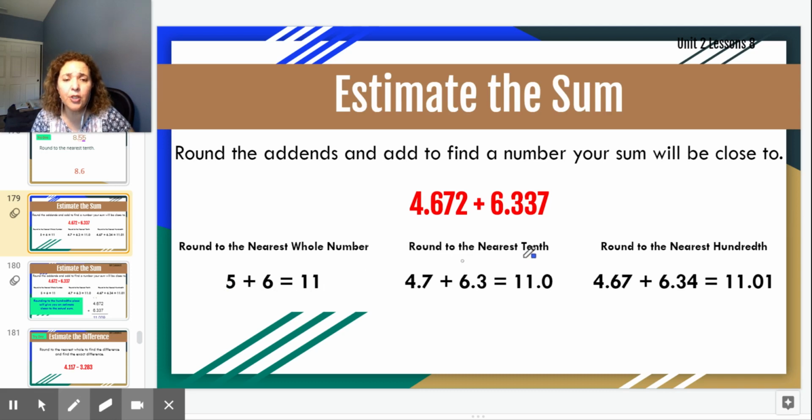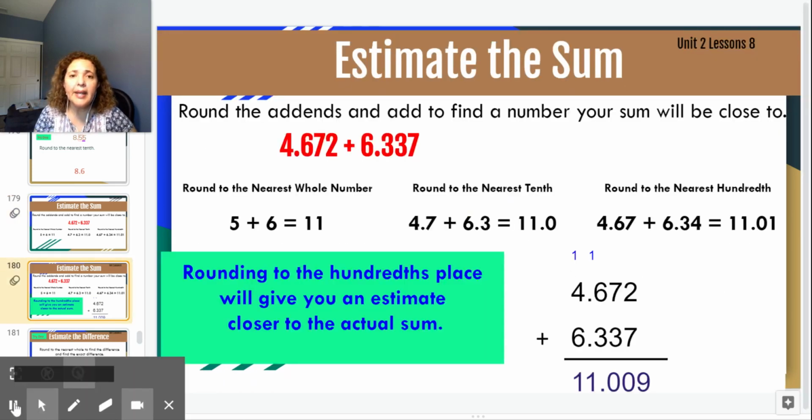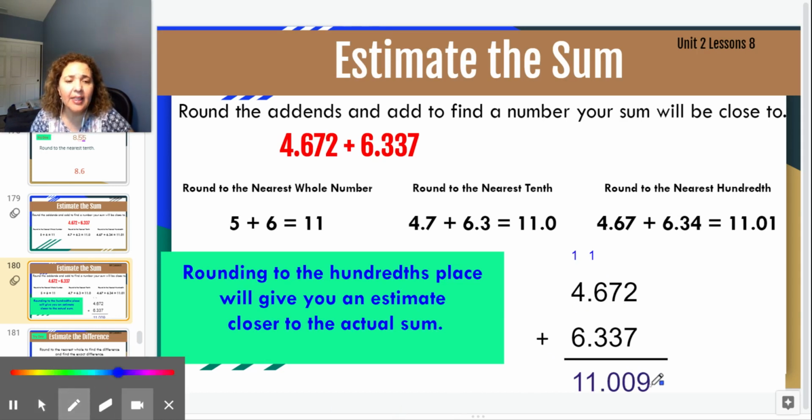Now I'm going to round each one to the nearest tenth. 4.672 rounds to 4.7, 6.337 rounds to 6.3. Add those two together and I get 11. Now I'm going to round to the nearest hundredth. So to the nearest hundredth, this is going to become 4.67. This is going to become 6.34. Add them together and I get 11.01. Now, if I were to actually add them together like I did over here, I would get 11 and 9 thousandths.